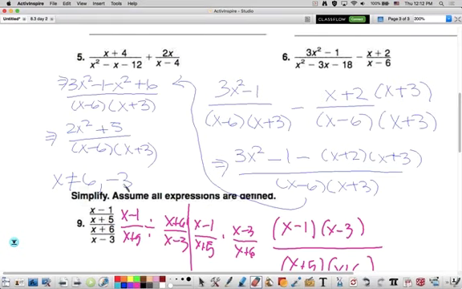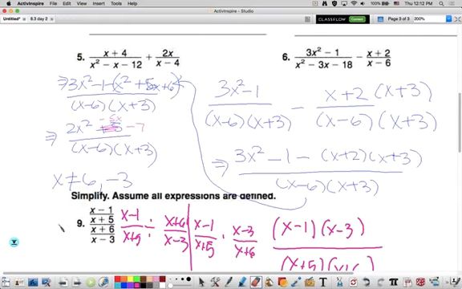X plus 2 times x plus 3 is x squared plus 5x plus 6. So small mistake. X times x is x squared, 3x, 2x, 3 times 2 is 6. So if you combine all these things, 3x squared minus x squared, you do get the 2x squared. We have a minus 5x, so there should be a minus 5x here. And then we have a 1 minus 6, so that should be a negative 7. Does that look right? Yeah, so that should be correct.